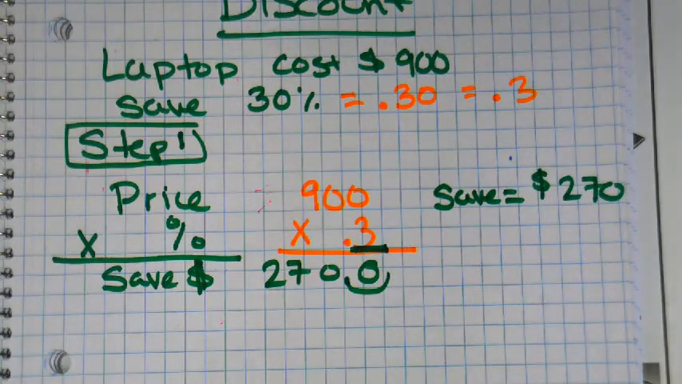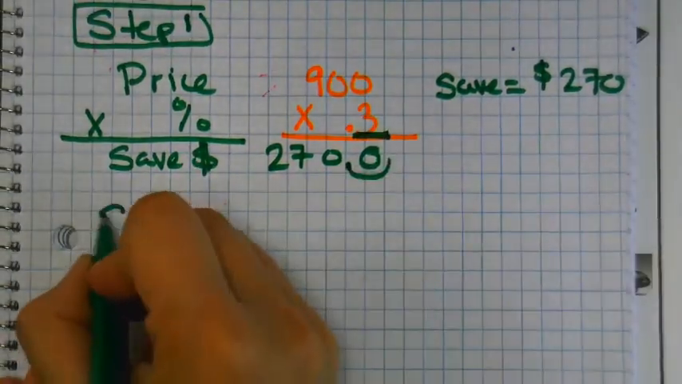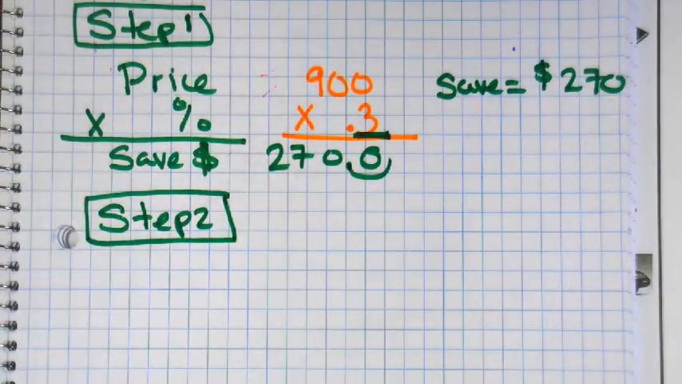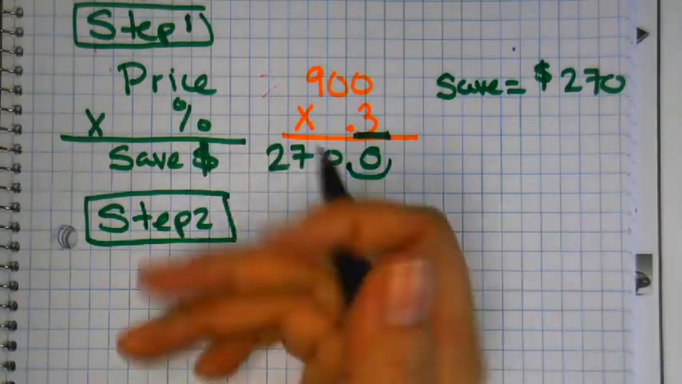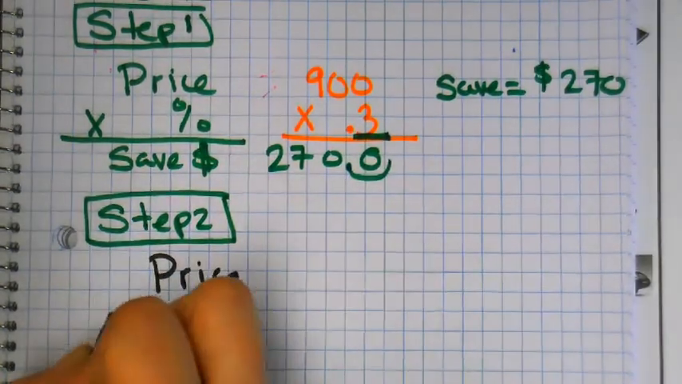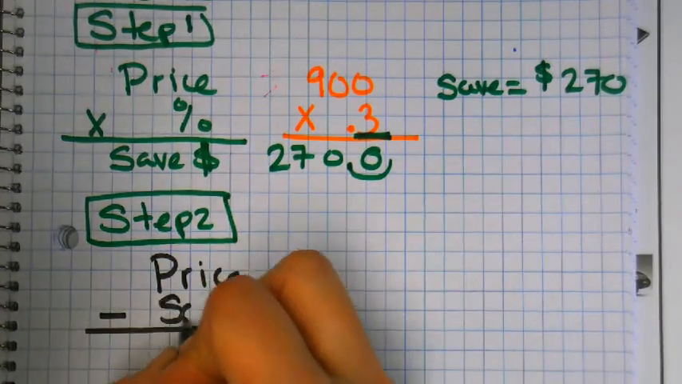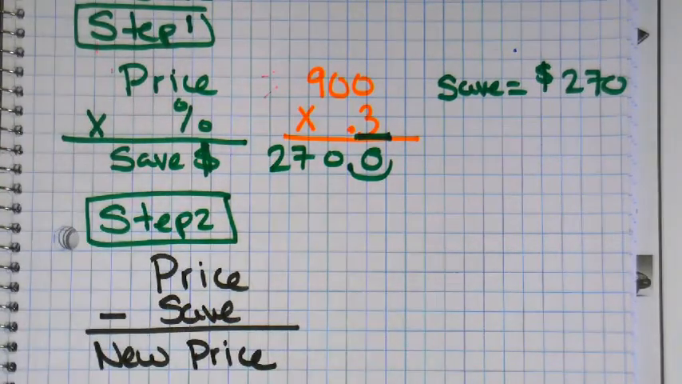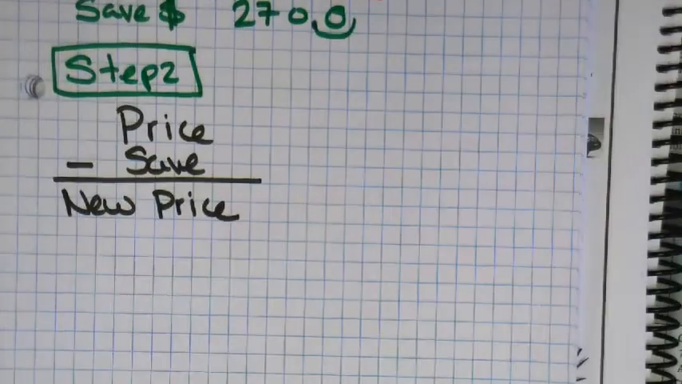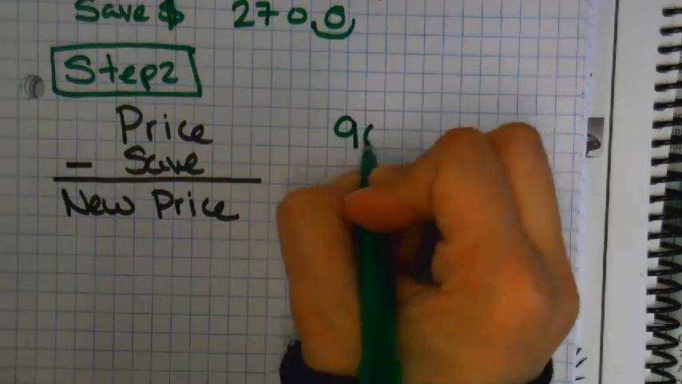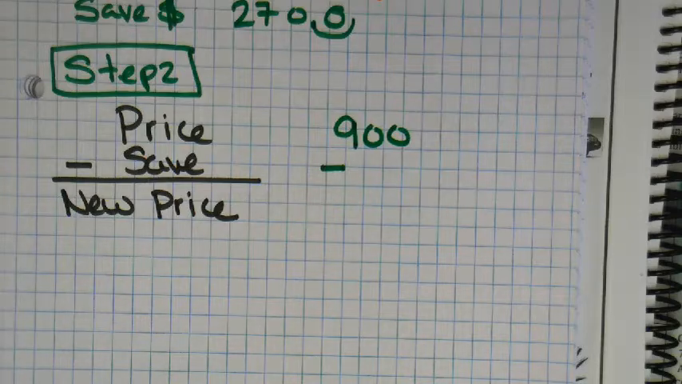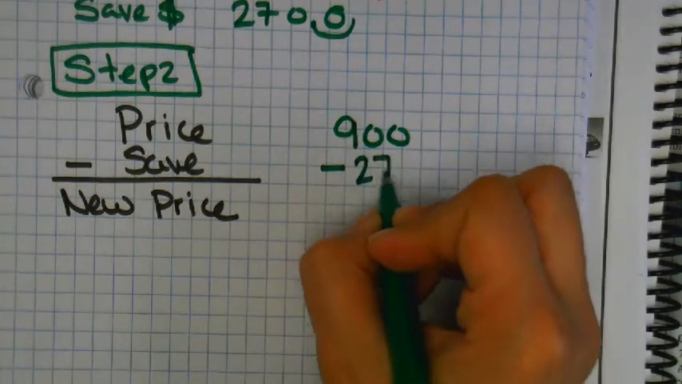Now we're going to do step 2. Step 2. You're going to take your price again, and you're going to subtract how much you save. And this will give you your new price. Okay? So what was the original price of the laptop? $900. How much am I going to save? How much did we figure out in the first step? So I'm going to subtract 270 from 900.